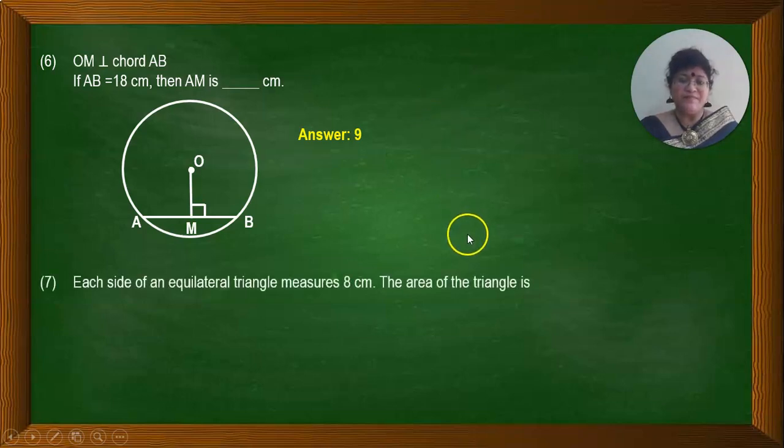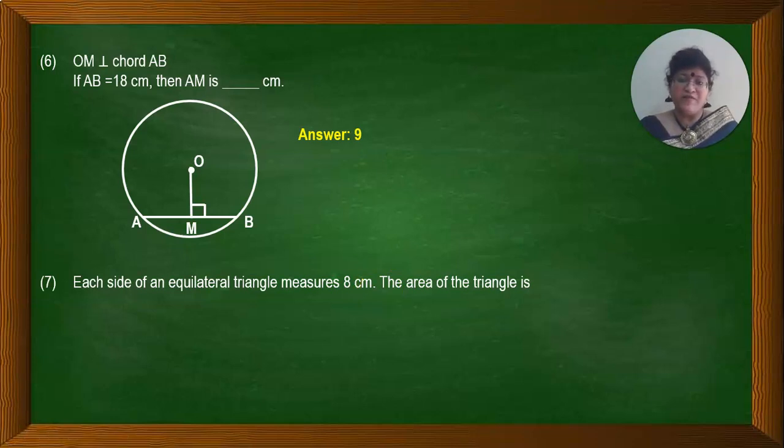Question number 7. This is pertaining to Heron's formula. Now here you are actually not using Heron's formula. You will be using the area of an equilateral triangle. Each side of an equilateral triangle measures 8 centimeters. Find the area of the triangle.